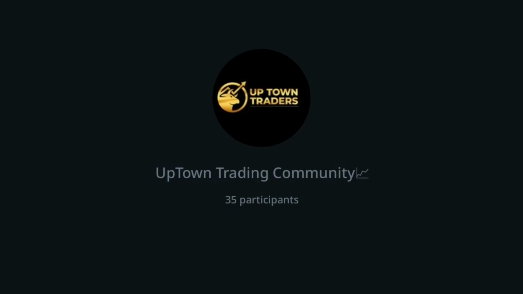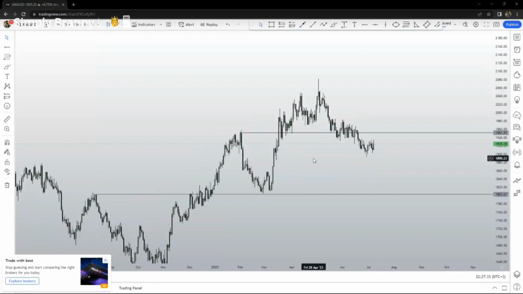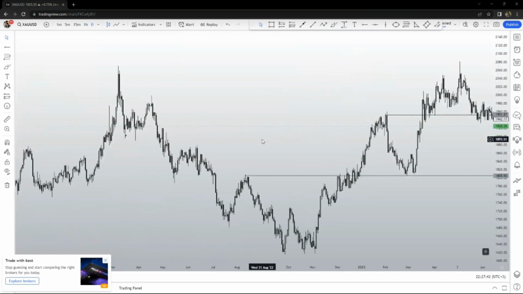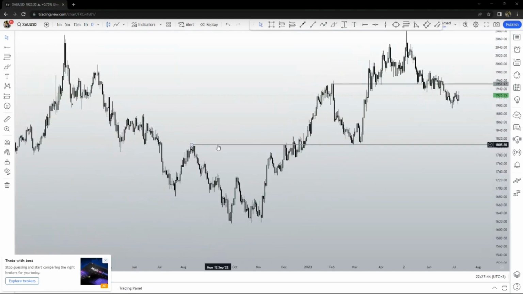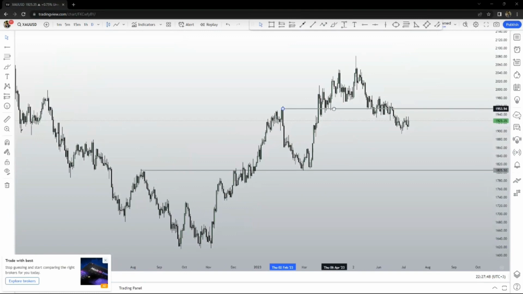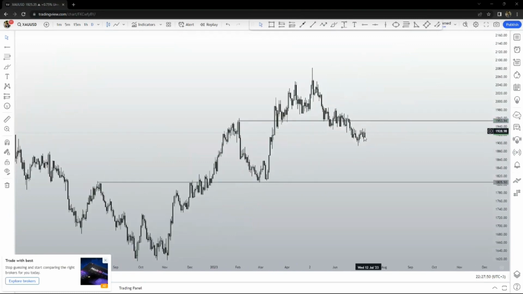So let me first mark all the levels that are very important. Most of the time, what you should do first is to mark all key levels. What are the key levels? Key levels are these ones. Like you can see, we had here a resistance, which became a support. There is another one here. We broke this support here.